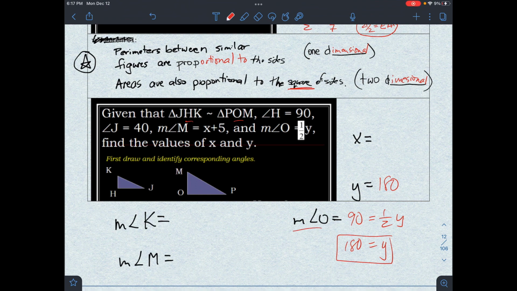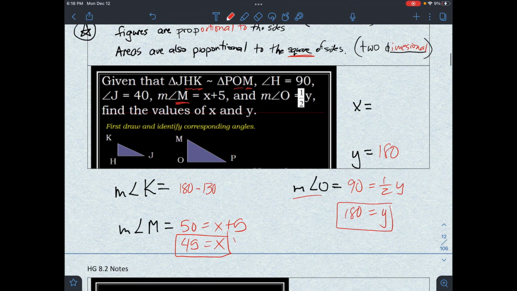Well, x is measure of angle M, and M corresponds to K. Yeah, and let's see, they don't give us K. Oh, but they give us H and J, right? So 180 minus 130 will equal K. So measure of angle M is 50, which is x plus 5. So subtracting 5 from both sides, we get x to be 45. All right.